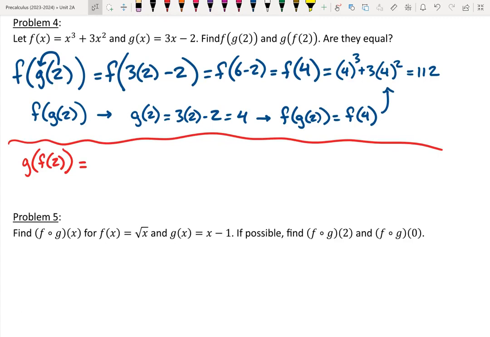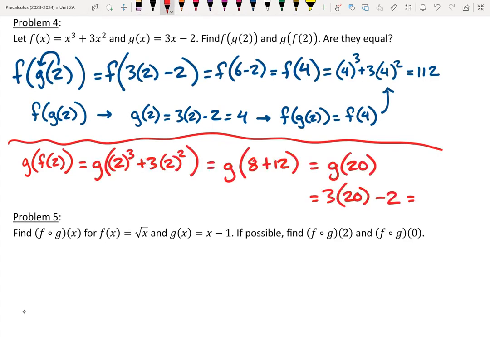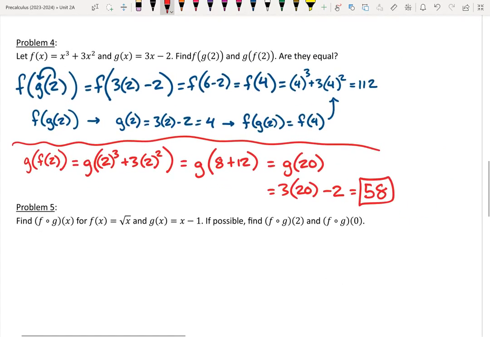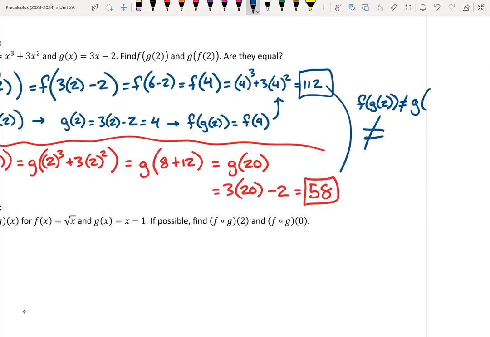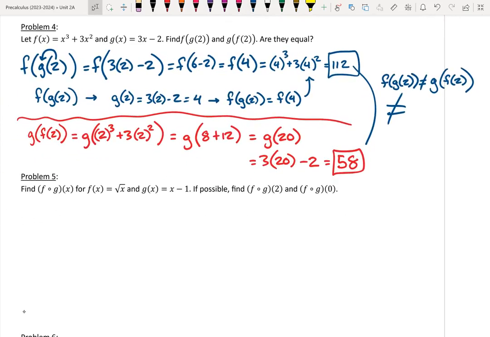Jacob, help me out with this one. g of f of 2. So what we got, guys? 58? All right, final question. Are they equal? The two values that we got? No, they are not equal. So f of g of 2 does not equal g of f of 2. Those are not equal.